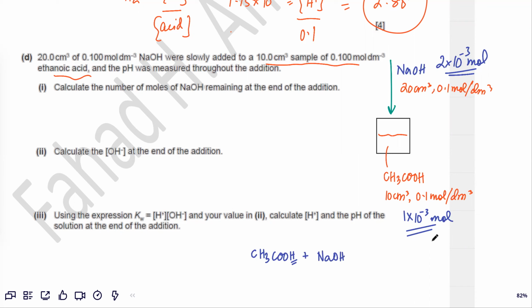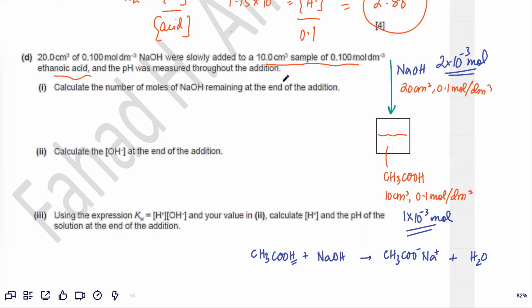So it's an acid-base reaction. The salt is going to be produced. The acid would lose its H, Na would take its place, and the H would react with OH to form water. So this is the reaction that's going on.